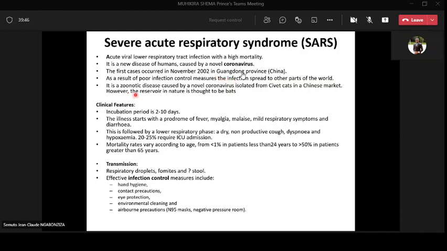As a result of poor infection control measures, the infection spread to other parts of the world. It became a pandemic, although not as strong as COVID. Incubation period is 2 to 10 days, with symptoms starting from a prodrome of fever, myalgia, malaise, and up to serious illness. This is followed by a lower respiratory phase: dry, non-productive cough, dyspnea, and hypoxemia, requiring ICU admission. It was really serious and was killing.